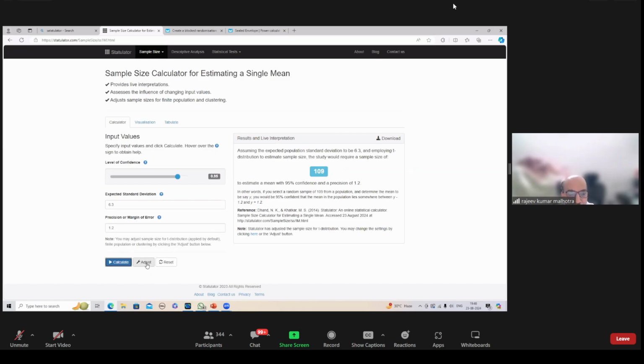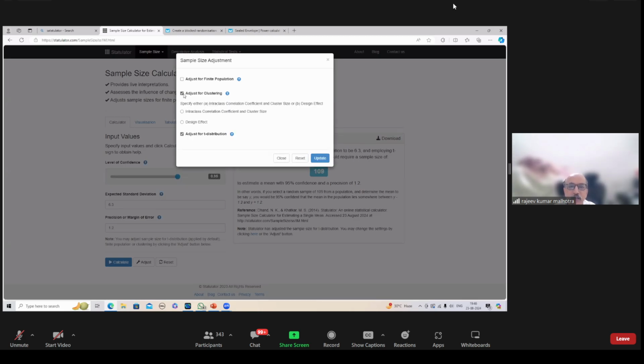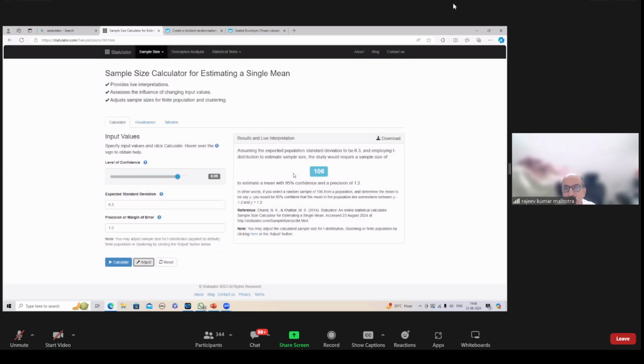Now we come to the adjustment. Here also there are some adjustments. The first adjustment is the finite population. That is similar to the proportion. Another adjustment is the clustering adjustment. That I have already explained in the proportion. Here is the adjustment for the t distribution that is already checked. If I uncheck, my sample size will decrease to 106.